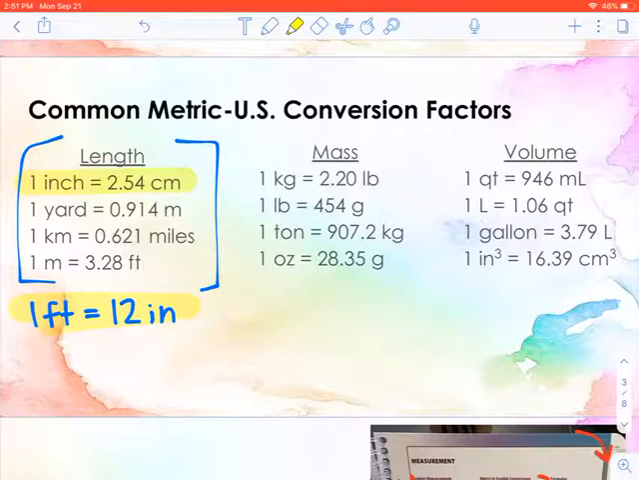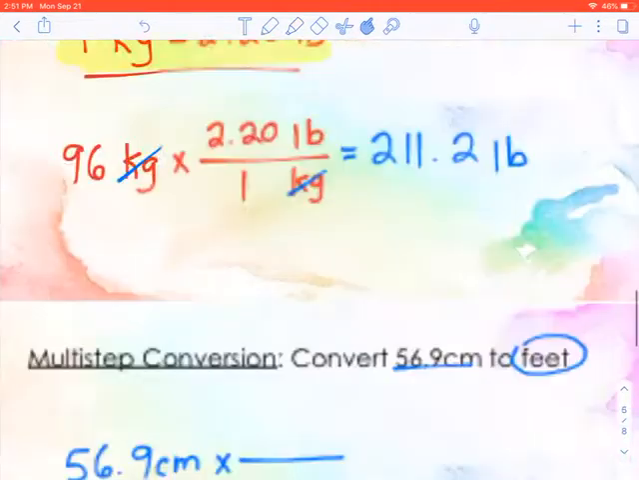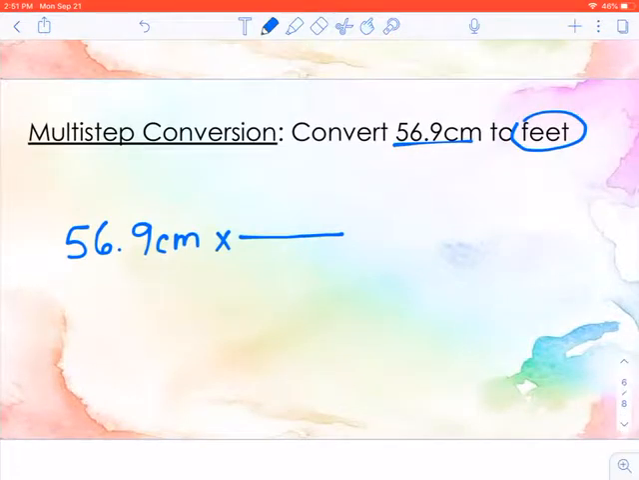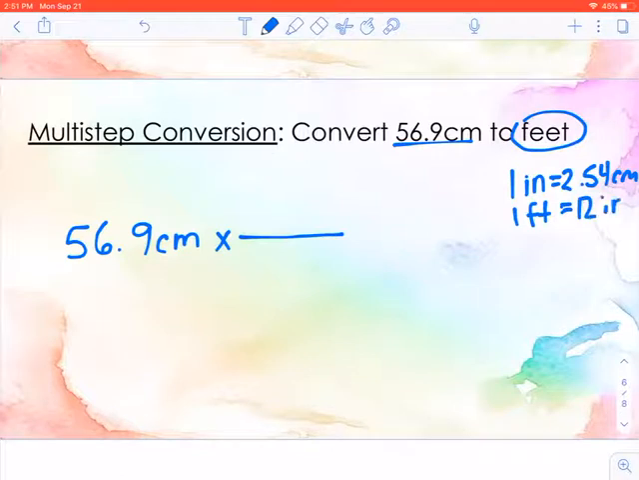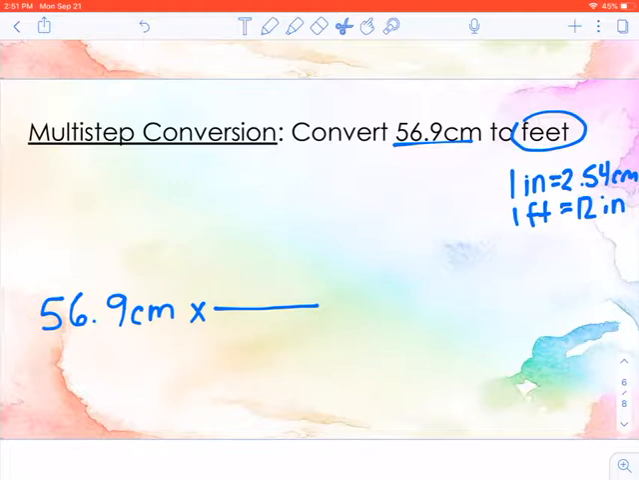So again, that was 1 inch is equal to 2.54 centimeters, and 1 foot is equal to 12 inches. So I'm going to write those down so I don't forget this time. That was 1 inch equals 2.54 centimeters, and 1 foot is equal to 12 inches. Sorry, that's kind of sloppy. Move that down, give myself a little more space.